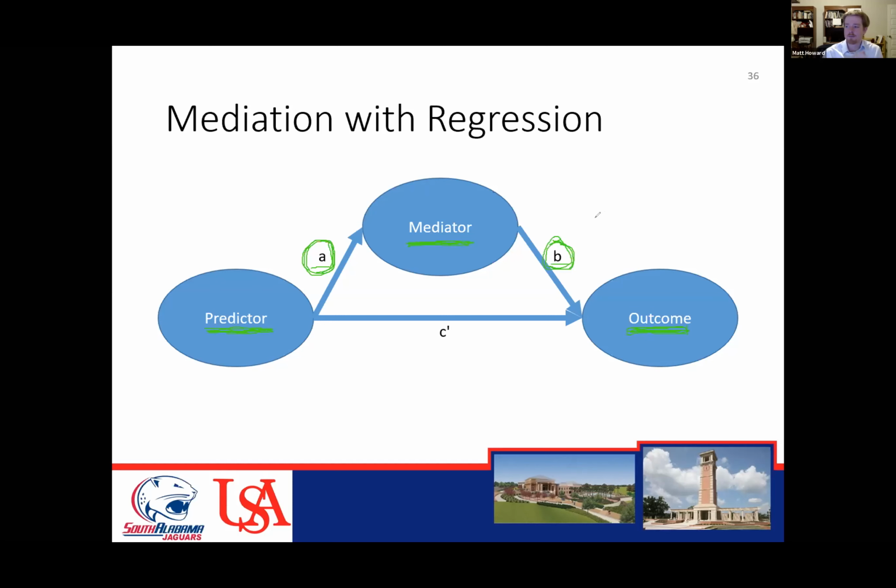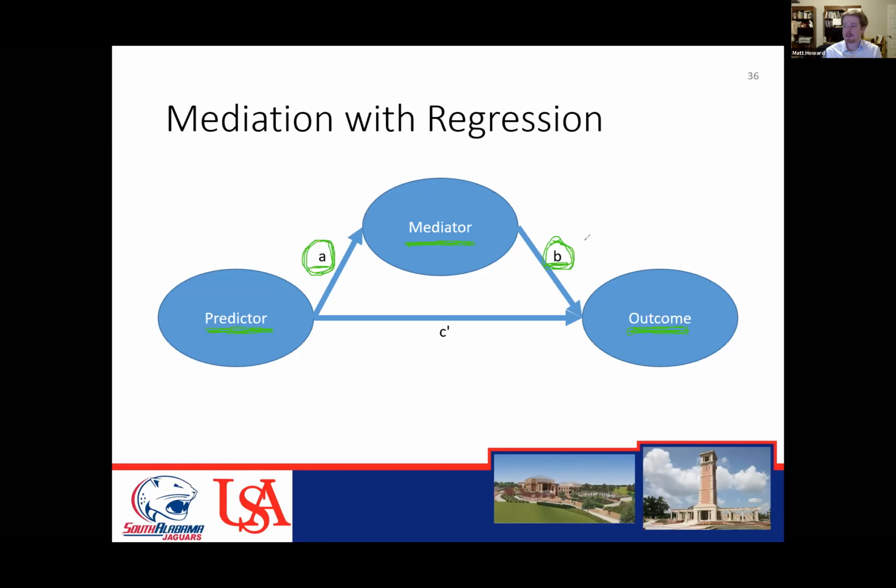One way to think about it is quite literally just multiply these effects together. What is the effect of A times B? And that'll give you an indicator of the indirect effect. That'll give you an indicator whether your mediator is statistically significant, or whether you have a significant indirect effect. There's more complicated analyses that go on behind the scenes. It's not just A times B.